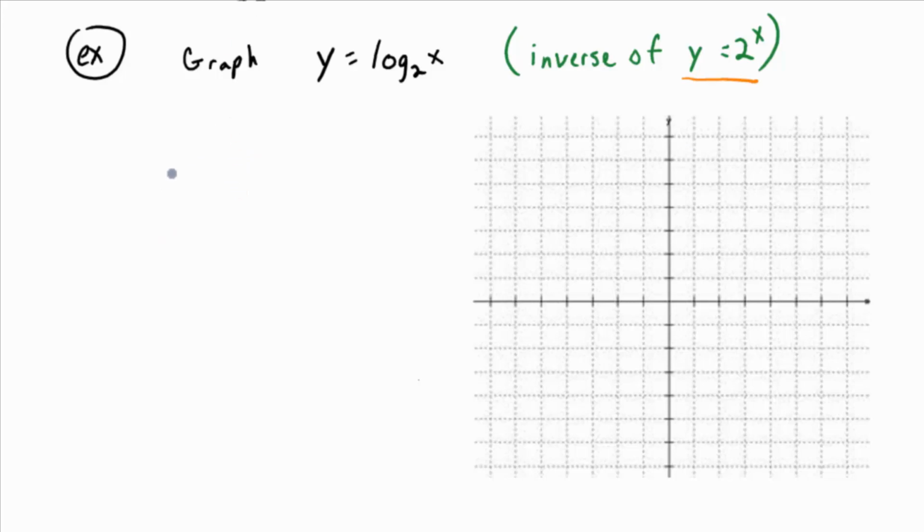Yeah, go ahead and rewrite it in exponential form. So that's 2 to the what equals what? 2 to the y equals x. And let's plot. So notice it is, in fact, the inverse then, because the x and the y are switched around, aren't they? So let's go ahead and make a table.